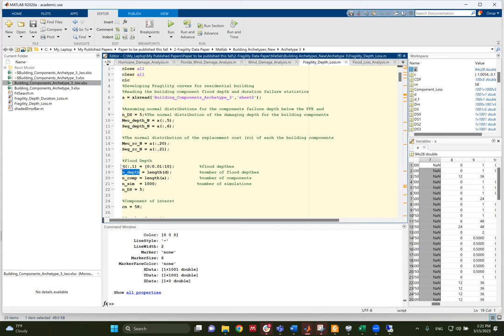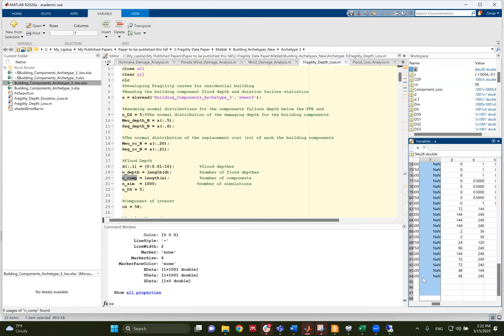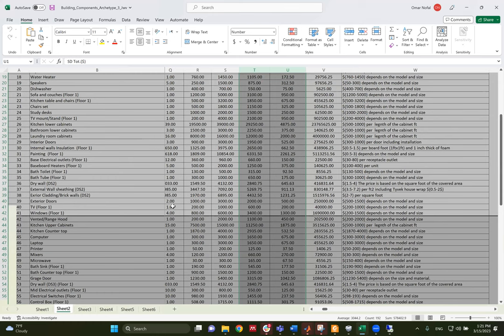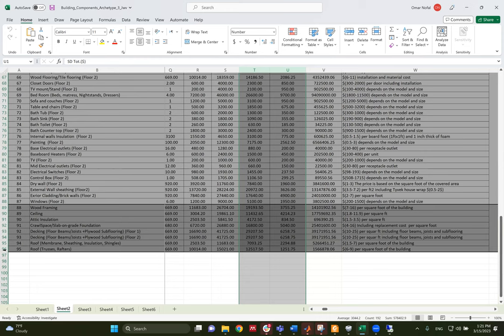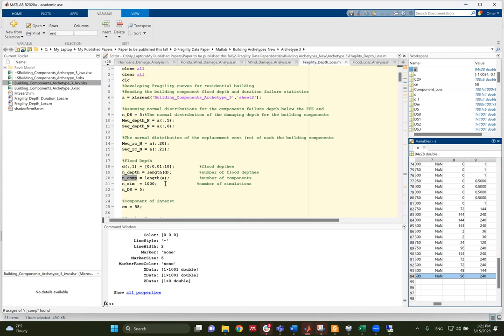It's the length of this vector. And I have the number of components, which is the length of the vector A. So if I go down, I have 94 components. I can get them from the Excel sheet, but I just want this code to be applied to any other archetype. So I insert the Excel sheet, it goes to the sheet and reads the length of the components, because I have other buildings that have only 64 components. So basically we'll go to the sheet and find the length. It will actually be 95 components, and the number of simulations.